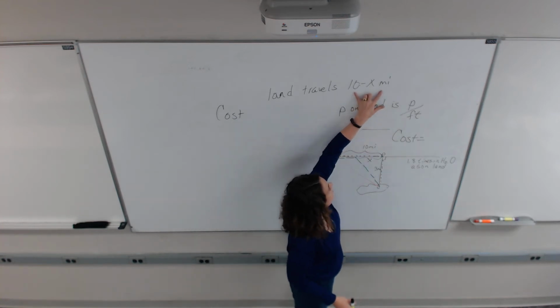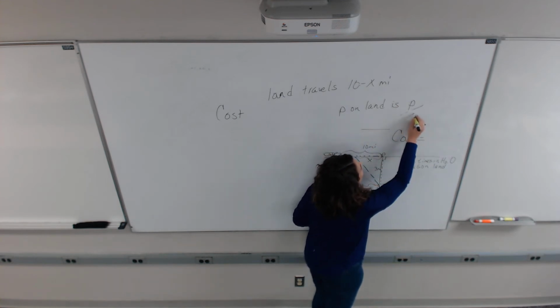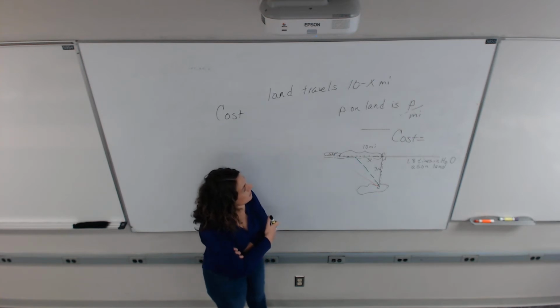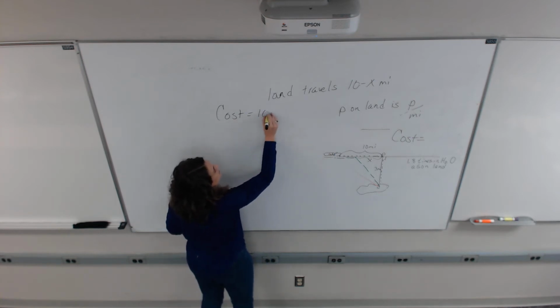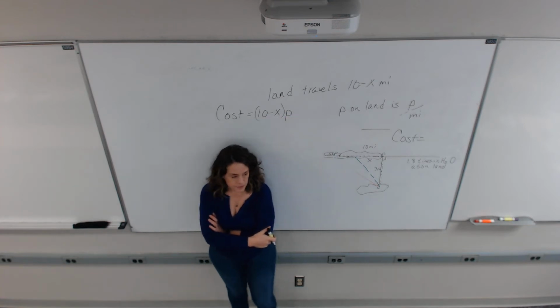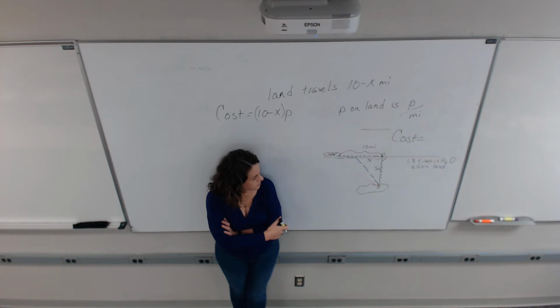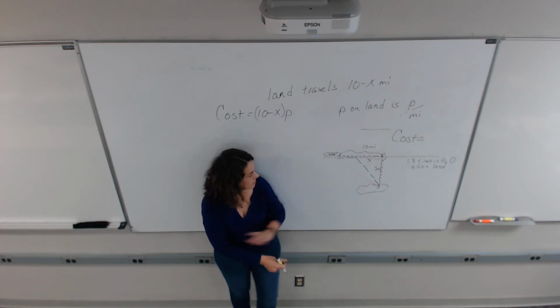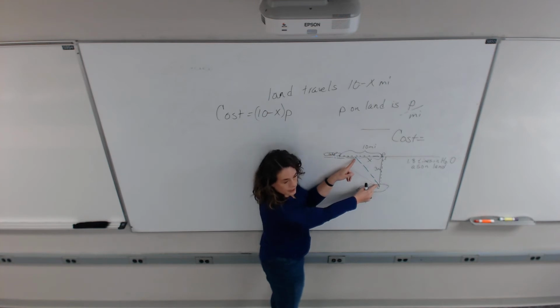So what's my cost on land? Let's make this per mile. I put it in miles, didn't I? We'll make it P per mile. 10 minus X times the price, right? Okay, now what? Cost for in the water. All right, I need the cost in the water. How far did it travel in the water? That would be this green, right?